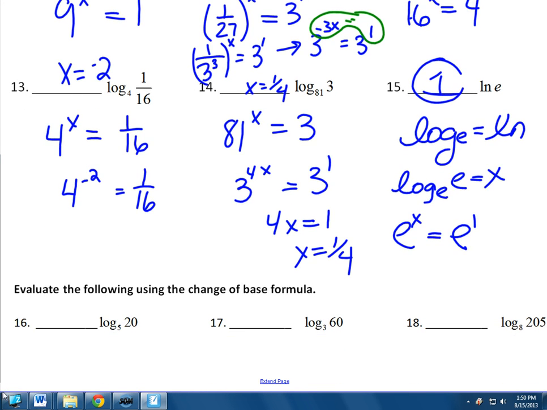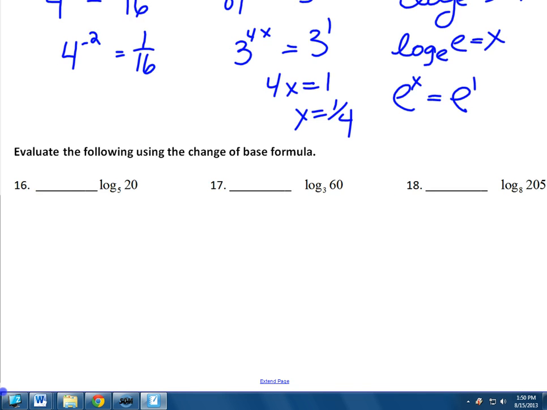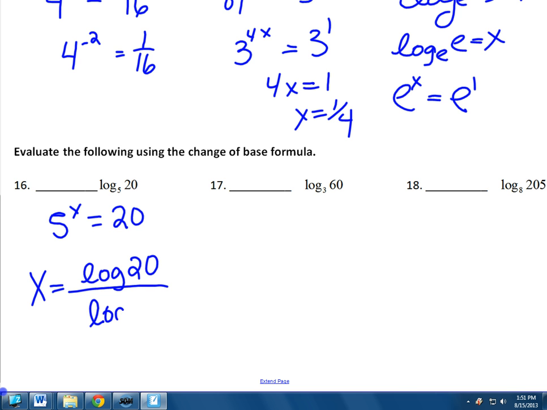All right, sometimes we can't figure it out. I couldn't tell you what 5 to the x equals 20 is, all right? But we do have a workaround. We do have something called the change of base formula. We found out that the exponent will always equal the log base 10 of the outside divided by the log base 10 of the base, okay? So log of 20 divided by log of 5.